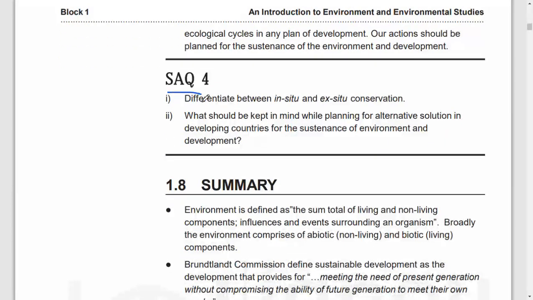FAQ 4.1. Differentiate between in situ and ex situ conservation. Comment on this. What should be kept in mind while planning for alternative solutions in developing countries for the sustenance of environment and development? Comment on this.